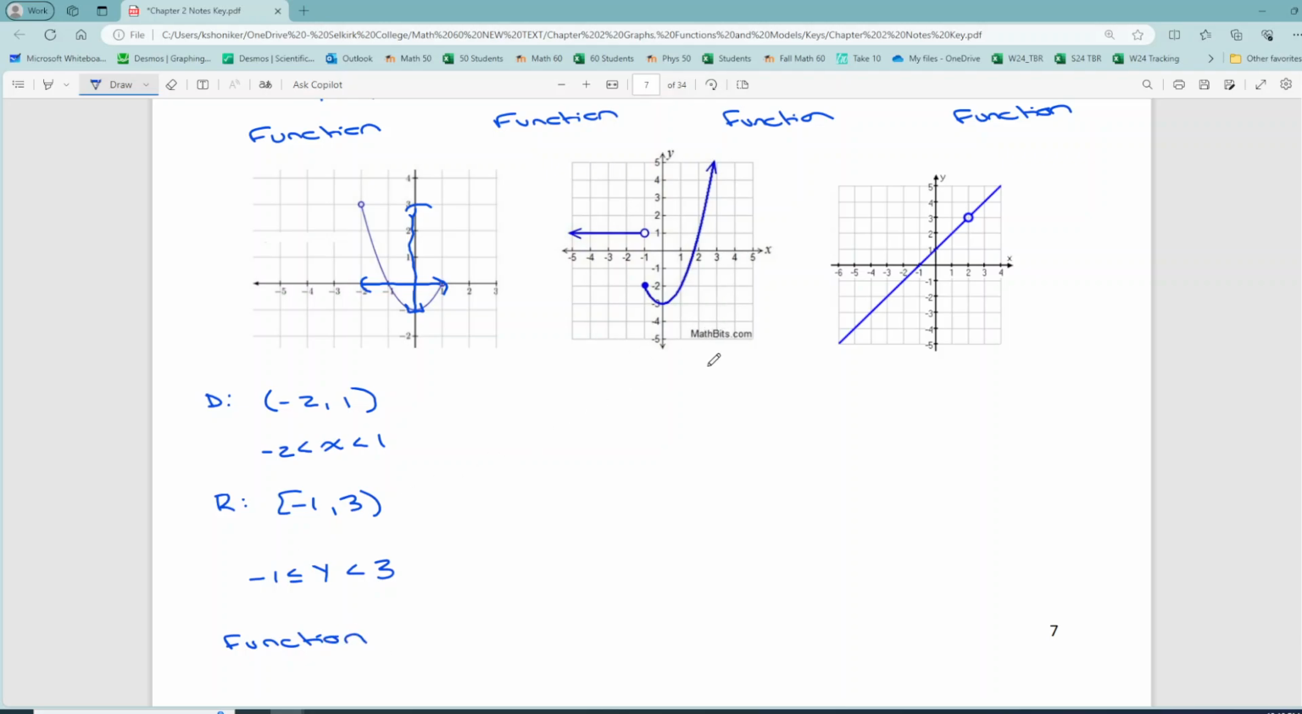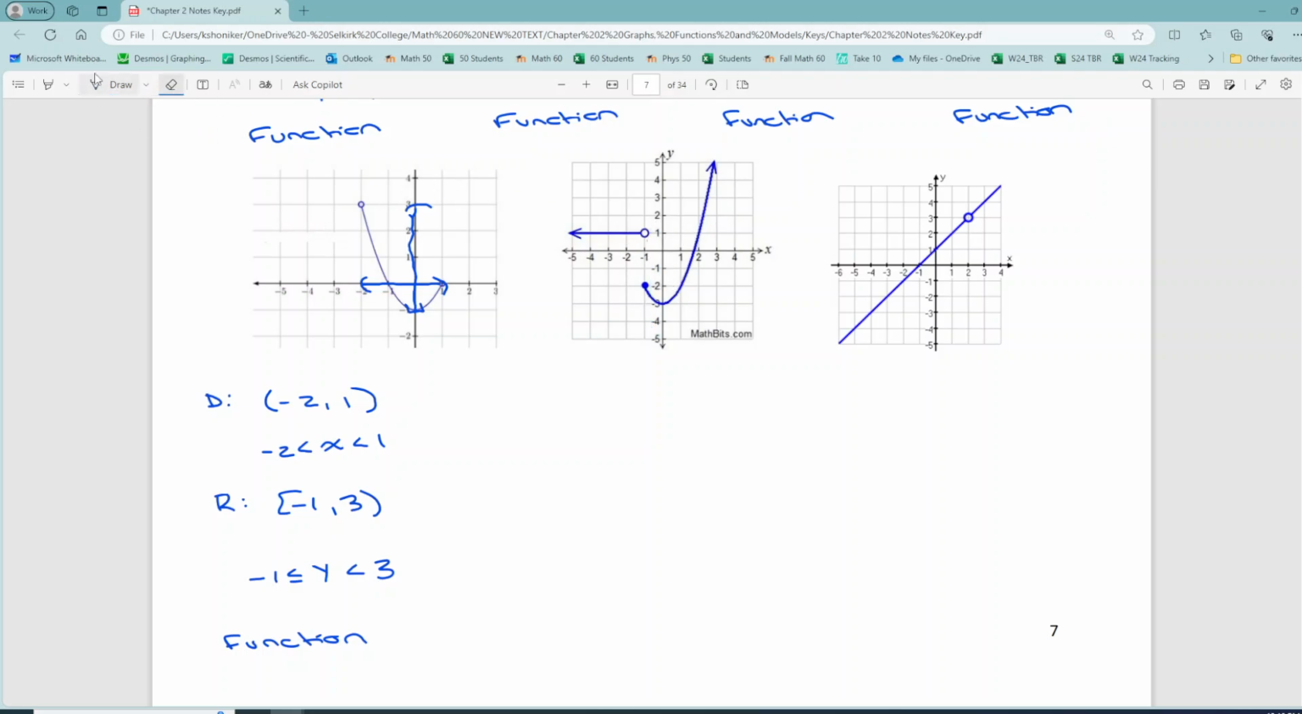What about this one? Right? You're welcome to pause the video at any point in time, but let's look at this guy. First off, let's answer the question of is this a function or not? If I draw a vertical line, pass, pass, pass, pass, the only point I'm questioning is here.